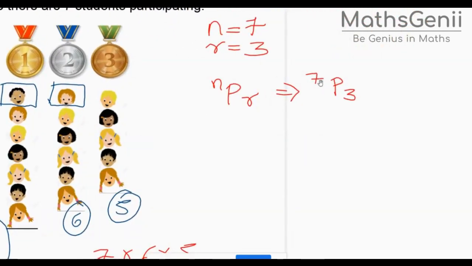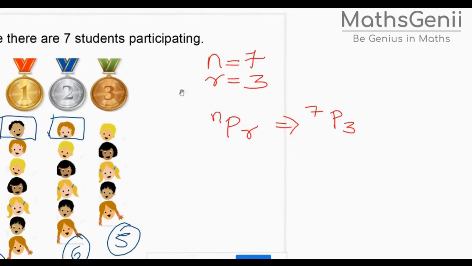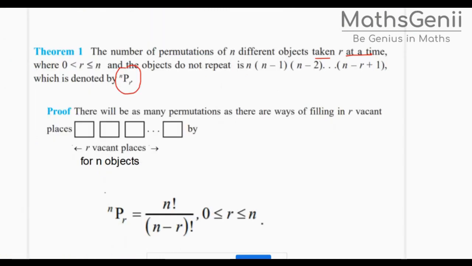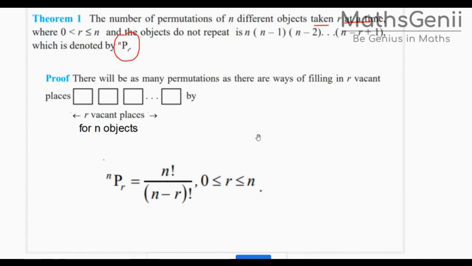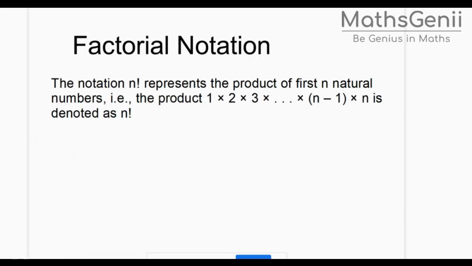But how to do it with the formula we are seeing here? n is 7, r is 3 because there are three positions. So how will you write it? 7Pr. Now we will come back to the formula very soon once you understand how to solve factorial. So I'm going to come back here with the formula. But I hope you understood how to denote it. Now let's look at how you are going to solve the factorial notation.